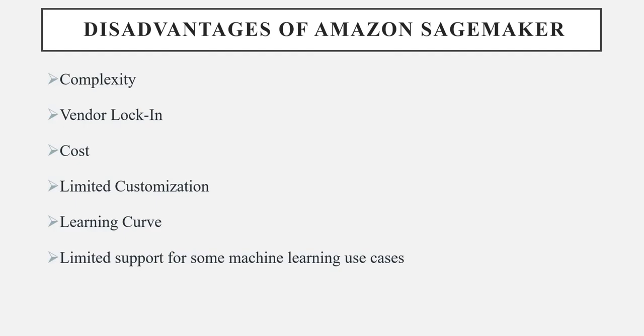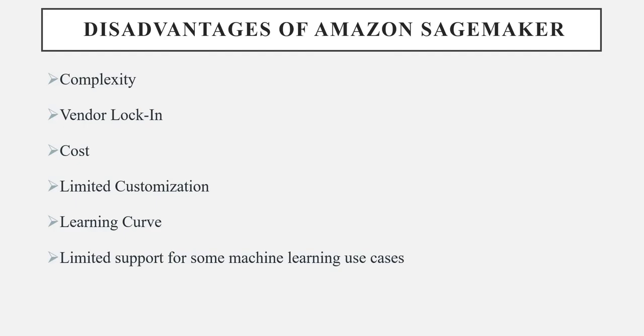The next is cost. While SageMaker provides a pay-as-you-go pricing model, the cost of running machine learning workloads on the platform can still be high, especially for large-scale projects. The next is limited customization. While SageMaker provides a wide range of built-in algorithms and frameworks, it may not meet all the specific needs of a given project. I've already mentioned in the advantages that it provides built-in algorithms, right? So it may not meet the specific needs of a given project.